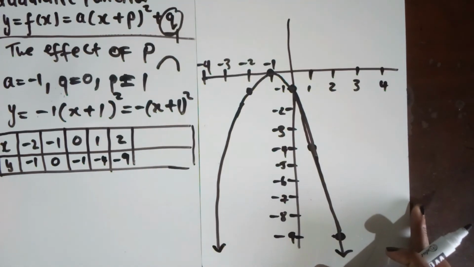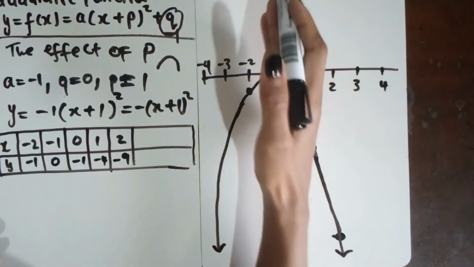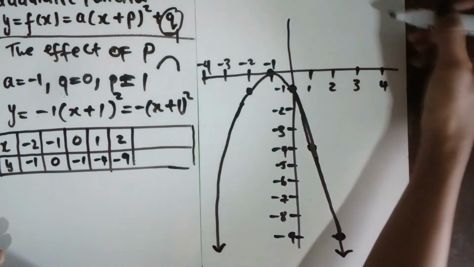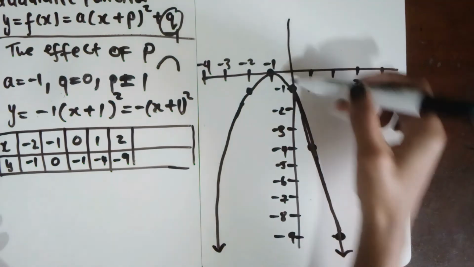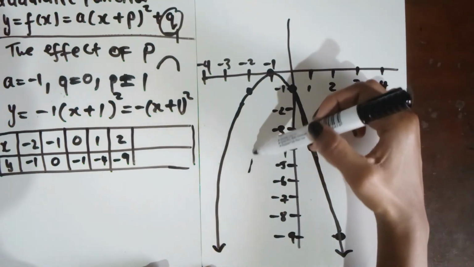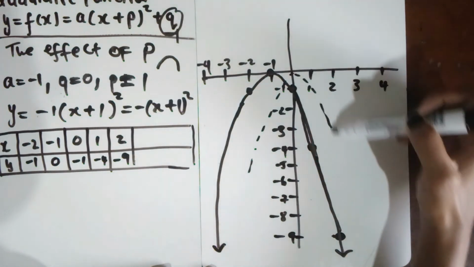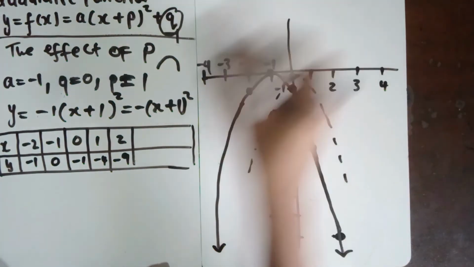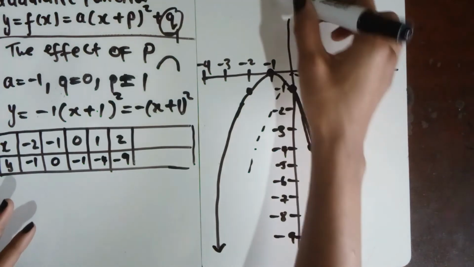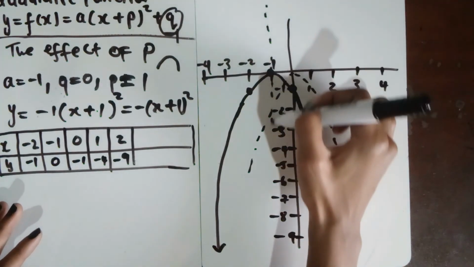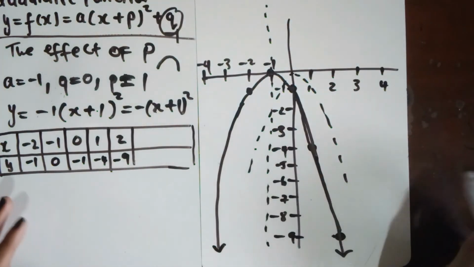What are you noticing? It seems like if our graph was normally at the origin, remember that graph was somewhere here at the origin. So we would have that graph there. Maybe I'm going to try at the origin. And then because of the effect of p, our p is 1, it seems to have moved 1 point to the left. Are you noticing that?